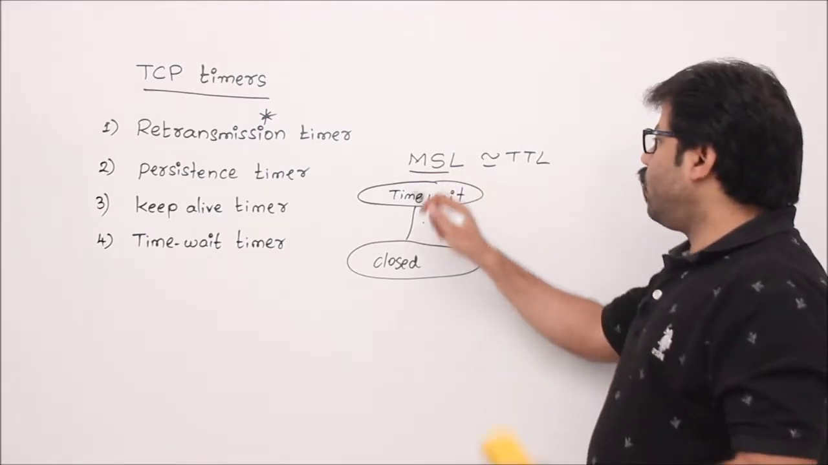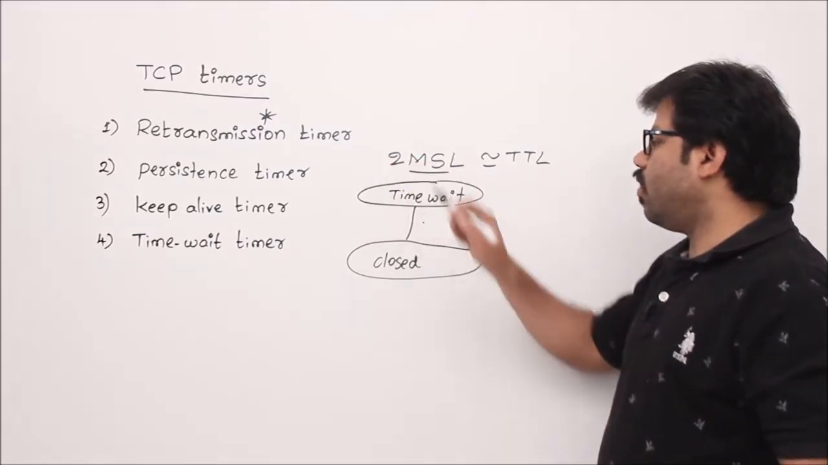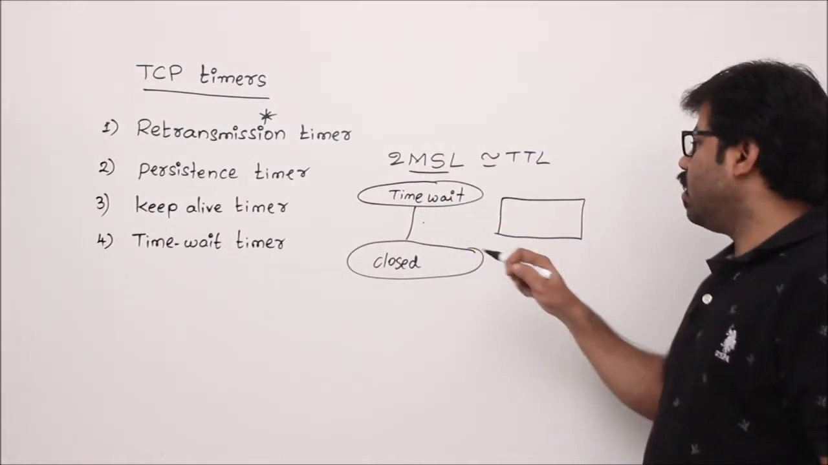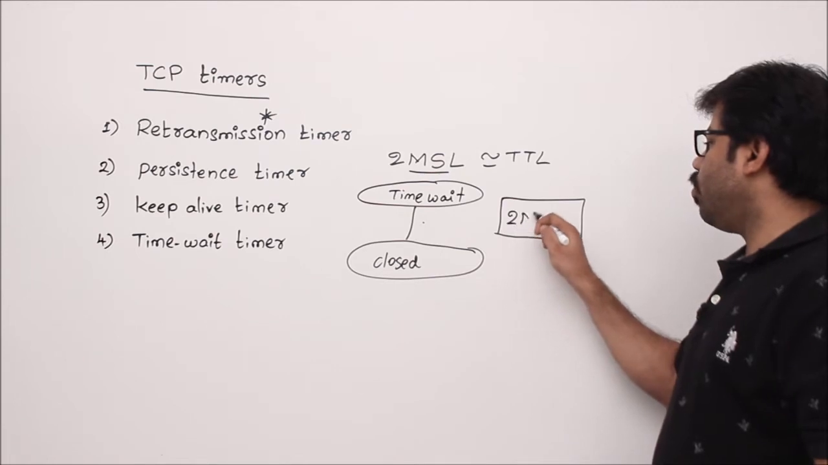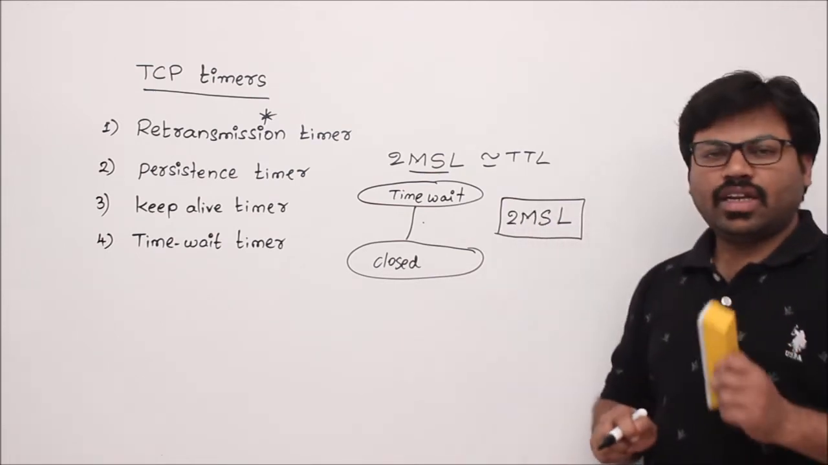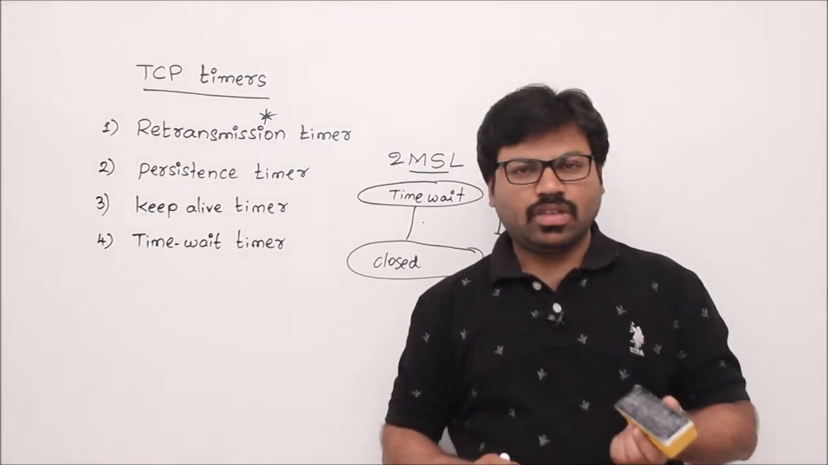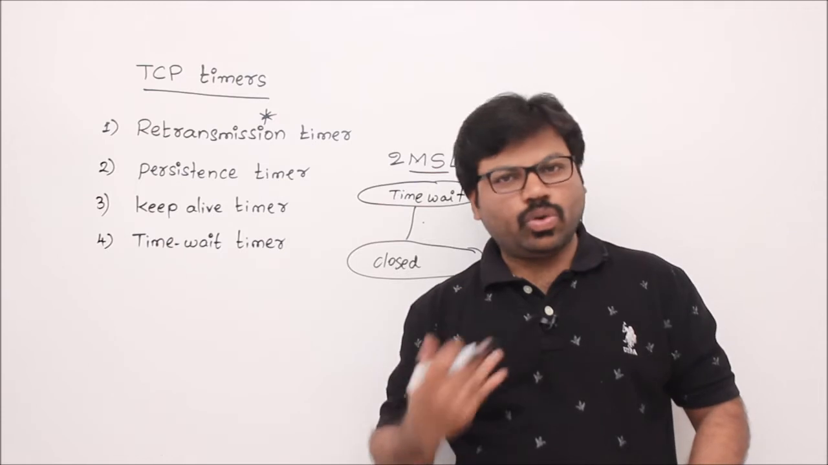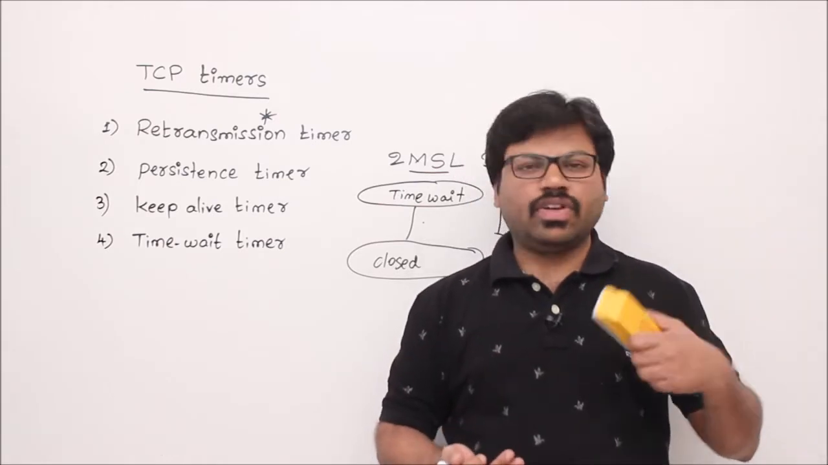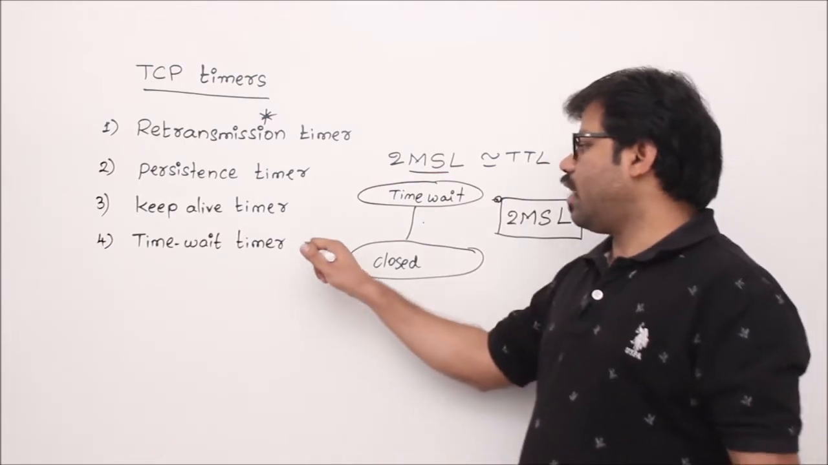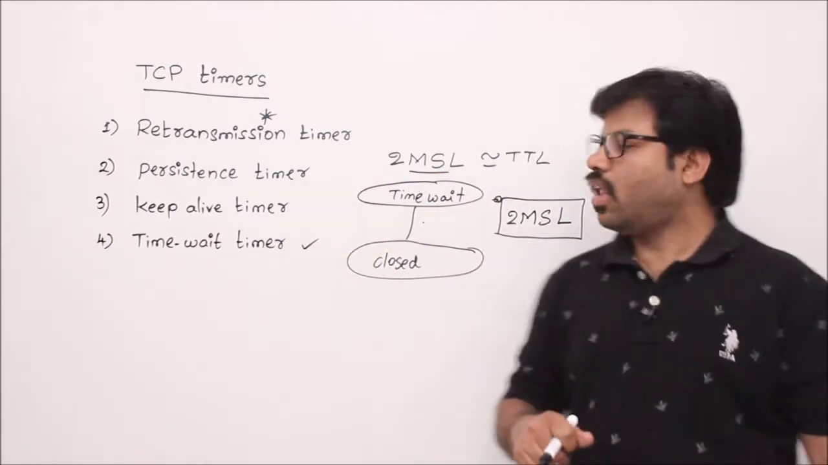So generally there will be a timer, the time wait timer, that will be initialized to two maximum segment lifetimes. So we wait for exactly two maximum segment lifetimes. Before that every segment will be dead, so that when you start a new connection the old segments will not disturb you. That's why this timer, the time wait timer, is used. Now we covered all the timers.